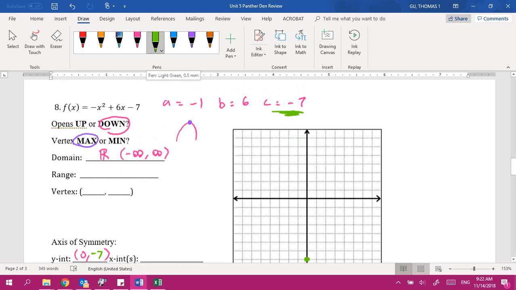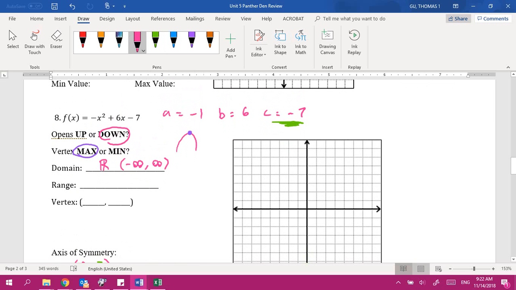So we need to find the vertex. Does anybody remember the formula to find the vertex with standard form? It's negative b over 2a. It's negative b over 2a. This negative b over 2a gives you the x coordinate of your vertex. So we're going to plug in the numbers.